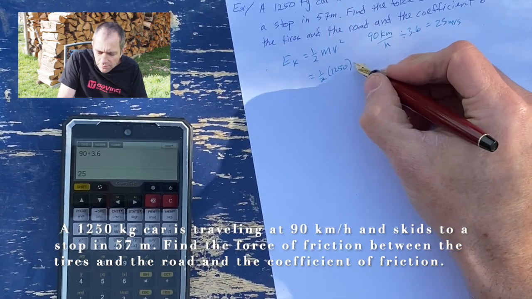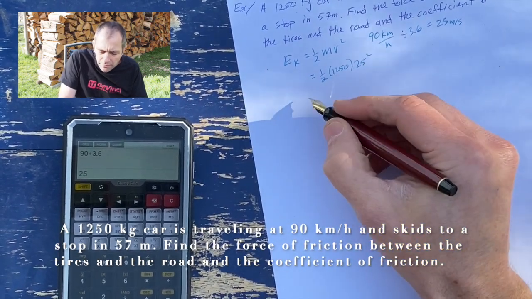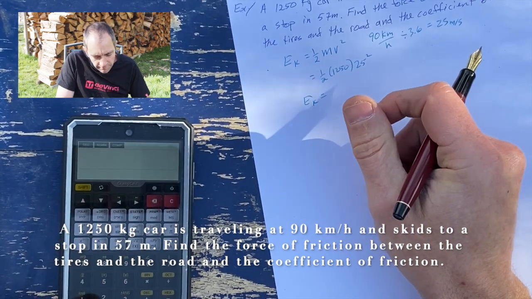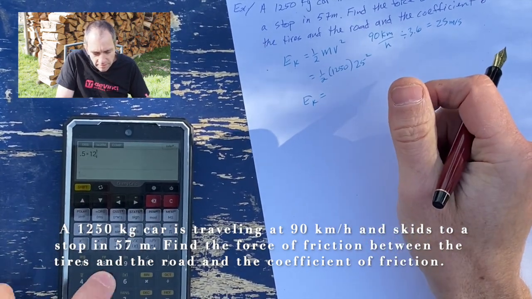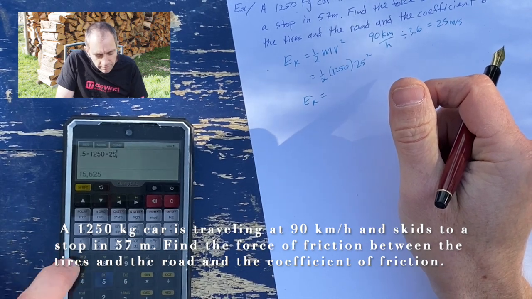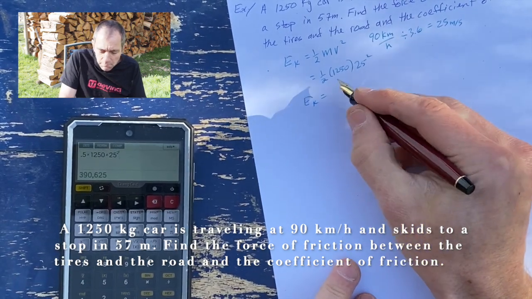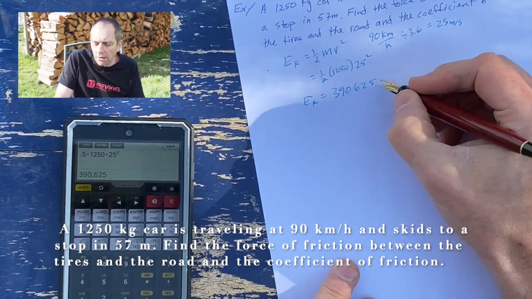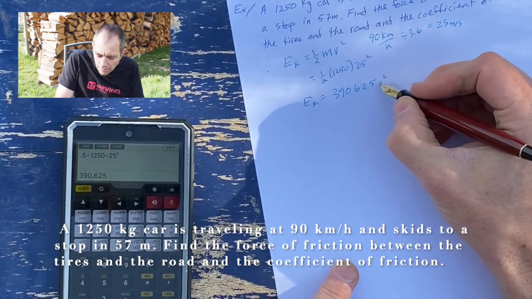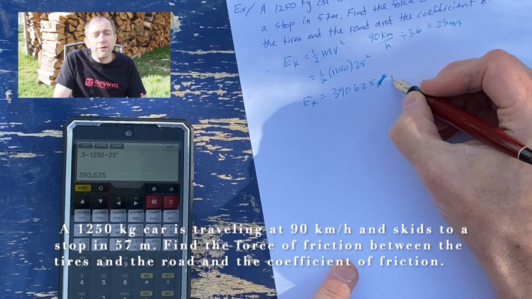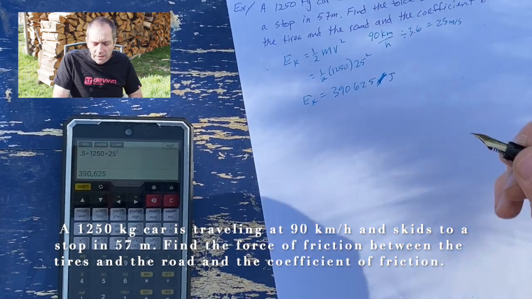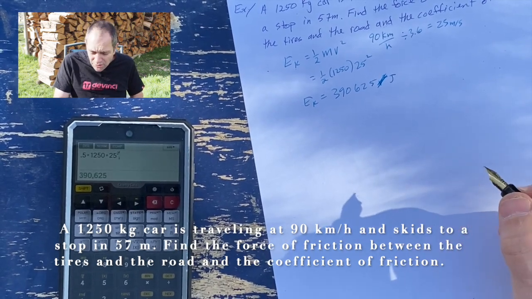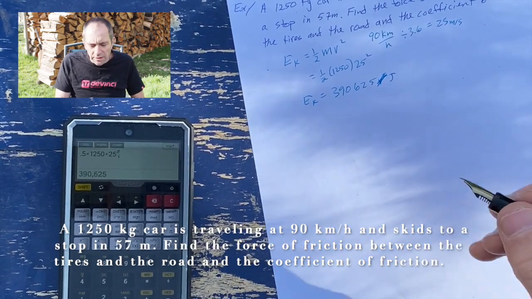And here we go. So we've got this. Kinetic energy of the car is 0.5 times 1250 times 25 squared. And you're going to think possibly that the car has a huge amount of kinetic energy, and you're right. It does. It's a car. It should have lots. Okay, so that's how much energy it has.